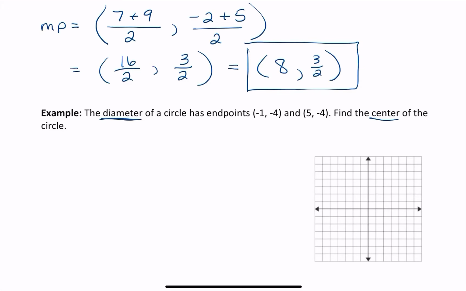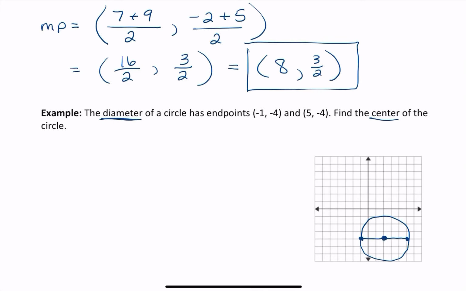So if I've got a circle, the diameter goes from edge to edge through the center. So if I have (-1, -4) as one endpoint, and (5, -4) as my other endpoint, I've got a circle that, let's see how beautiful my circle is. Not bad. So I've got a circle there. I'm trying to find the center.